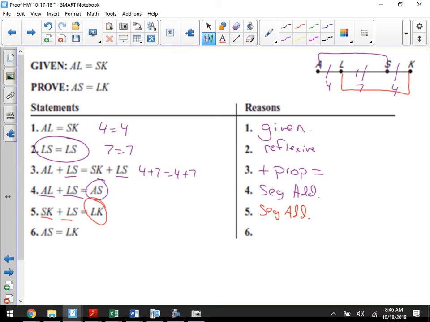Look back and forth. Where do you have things written down? Think about numbers. What's 4 plus 7? 11. What's 4 plus 7? 11. Okay. Now, 4 plus 7 equals 4 plus 7, doesn't it? That means 11 has to equal 11. Not reflexive here. Do I have somewhere stated that AL plus LS equals SK plus LS? Which means two things that are equal to other things, the other things are equal. Substitution.